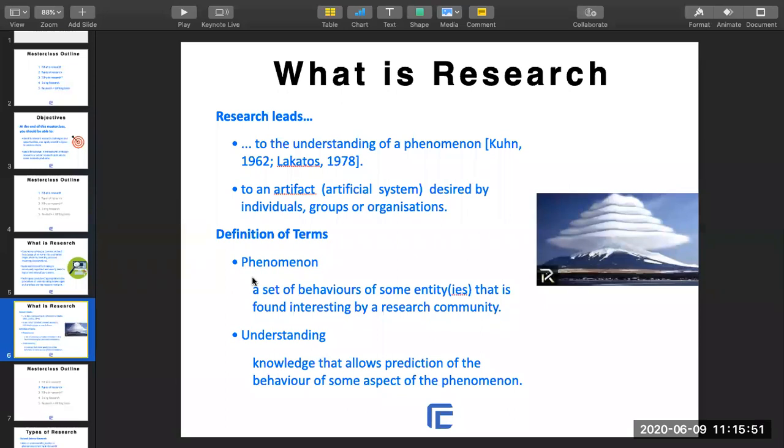So I've been mentioning that you do research about something. We prefer to call that something a phenomenon. So if there's anything happening in the human space or anything that you want to understand, we call it a research phenomenon. It's a set of behaviors of some entities, which can be a human being, an organism, or an organization, that is found interesting by a research community. And there are different research communities. We have those who are interested in economics research, people interested in biology research, people interested in epidemiology. I am interested in information systems, for instance. So there are different communities that have different interests that they're researching. Based on what they are interested in, it forms a phenomenon.